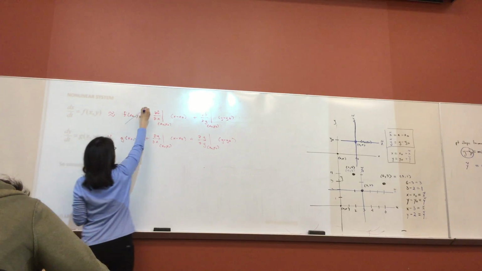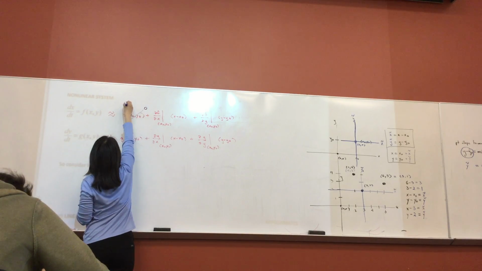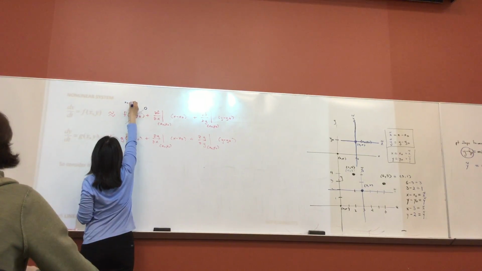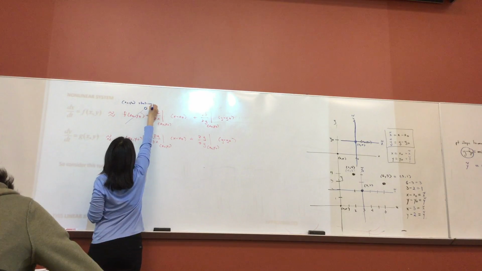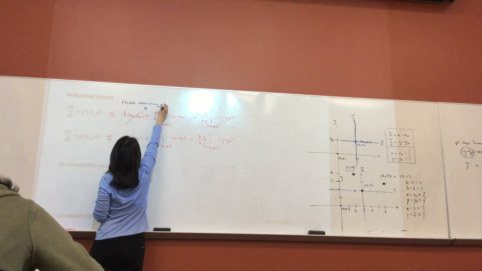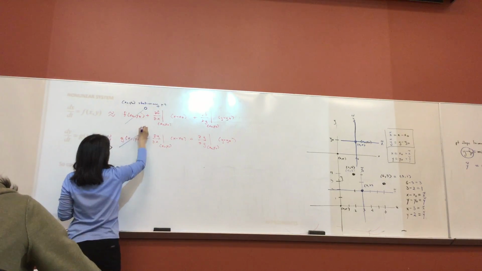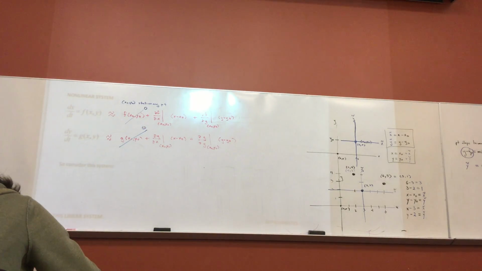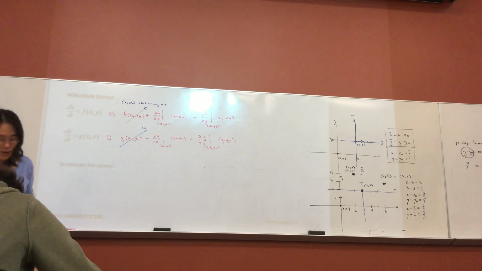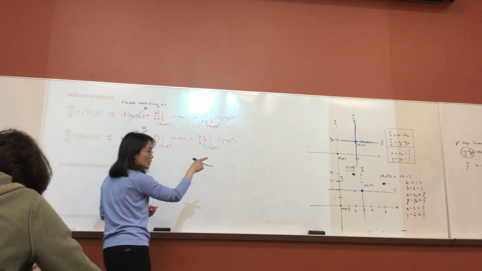Stationary point. If x naught, y naught is a stationary point, then this is 0, and we only have that. And then what we should do is go ahead and consider our change of variable.